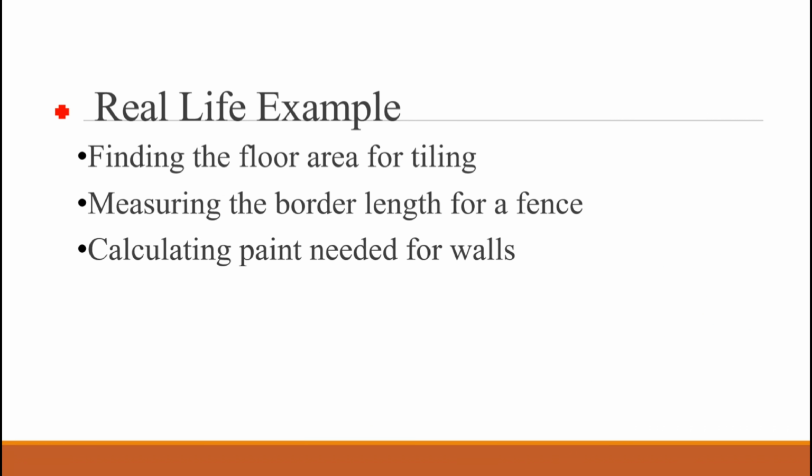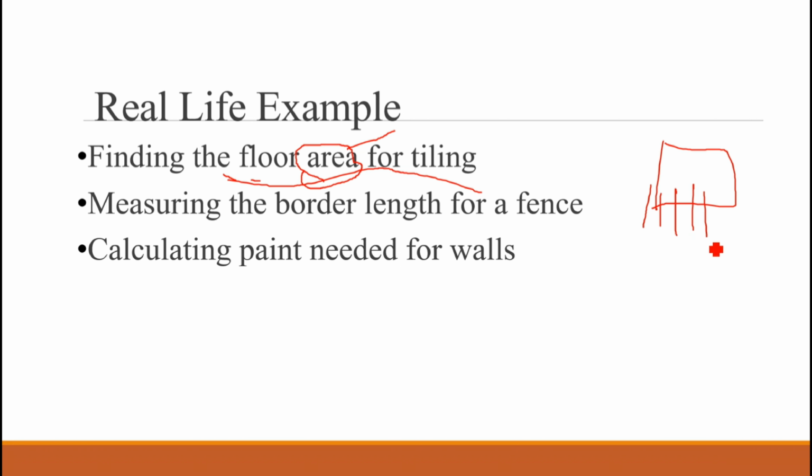Where can you use this concept of area and perimeter? Finding the floor area for tiling: if you want to put tiles on your floor, firstly you need to find the area of that floor. You can also use this by measuring the border length for a fence. Like this is grass, and outside that grass there is a fence. So you need to find the border of that fence. There you can apply this. Then if you want to paint your walls, you need to find the area and perimeter of that wall. In these situations you can apply this concept of area and perimeter.